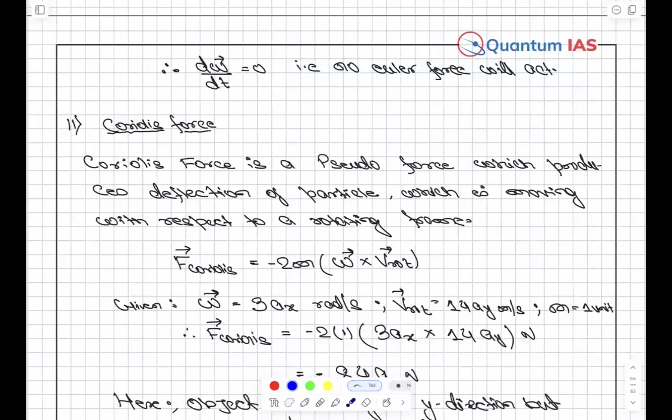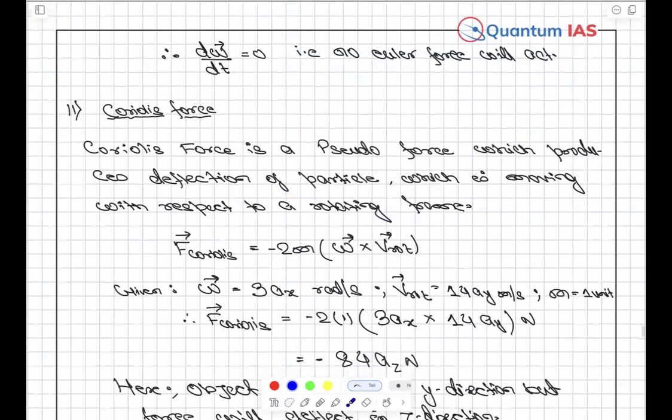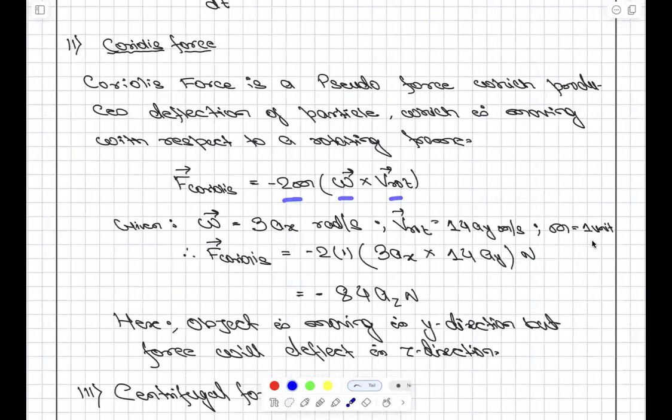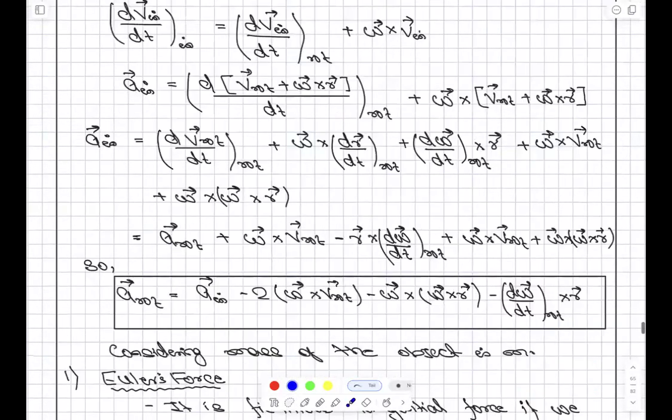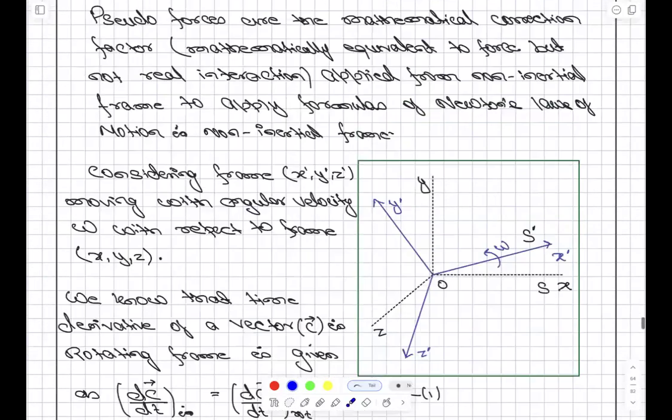Coriolis force, again a pseudo force which produces deflection of a particle which is moving with respect to a rotating frame. Again a shorter definition, so put it -2m. How much is m given? 1 unit, put 1 unit. Ax for a. Now look, don't use i cap, j cap here. UPSC has asked in this way, that they are writing it as ax and ay.